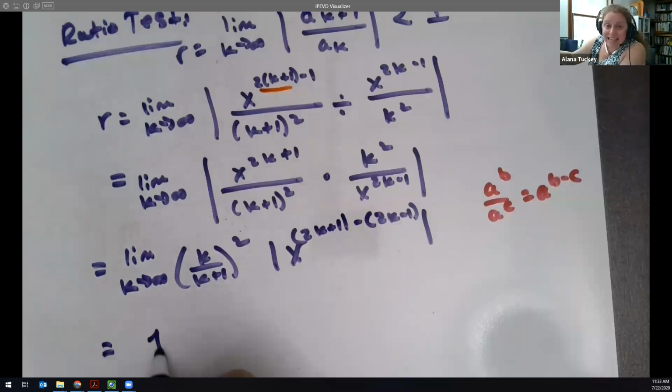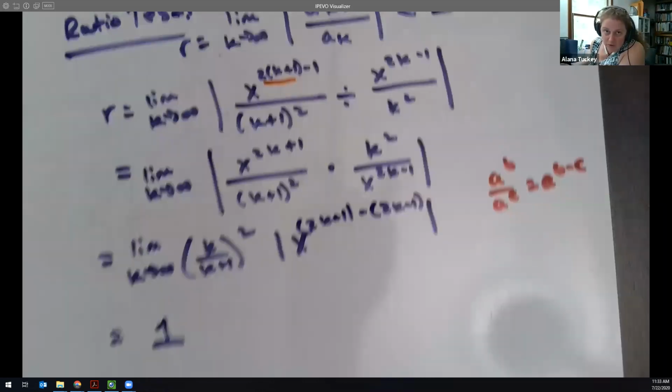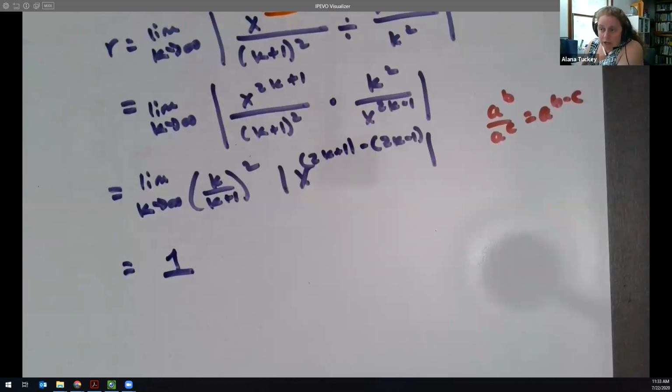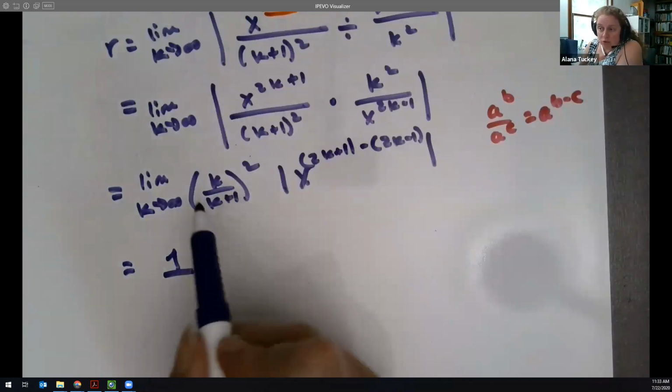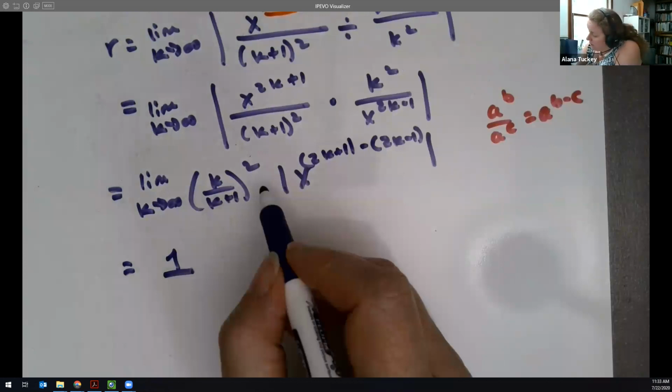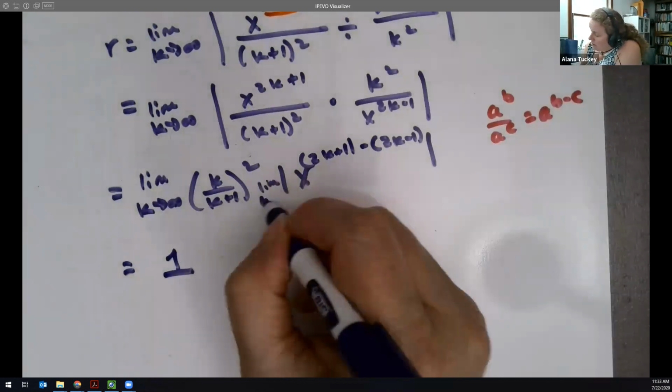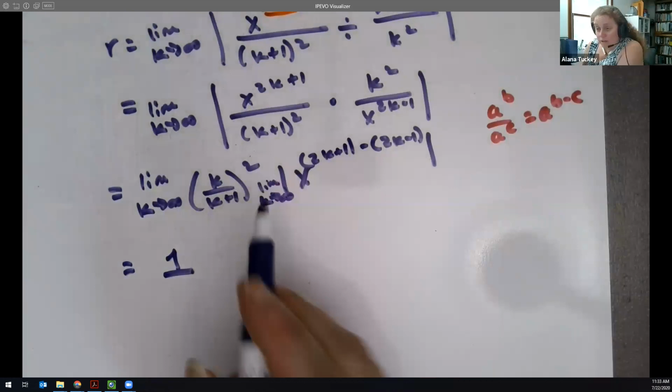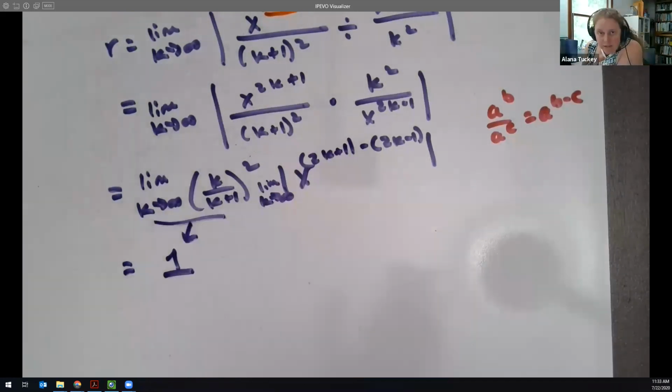We don't leave it inside the limit, which is where some of you are struggling on your homework. If you're going to do that limit, you're basically breaking it up into 2 limits. You're taking the limit of that one and the limit of this one. So this limit is 1. I take it out and I don't leave it inside the limit notation.